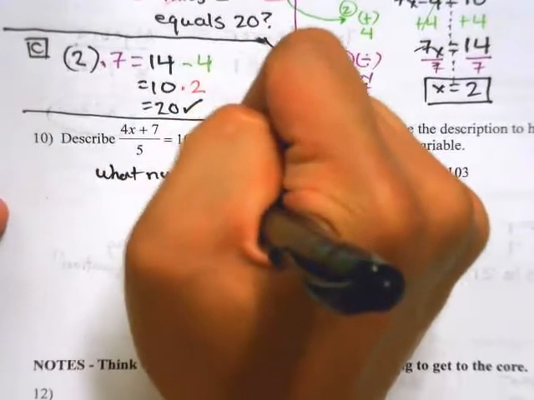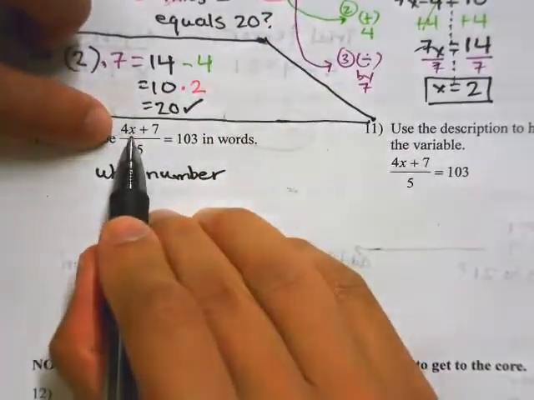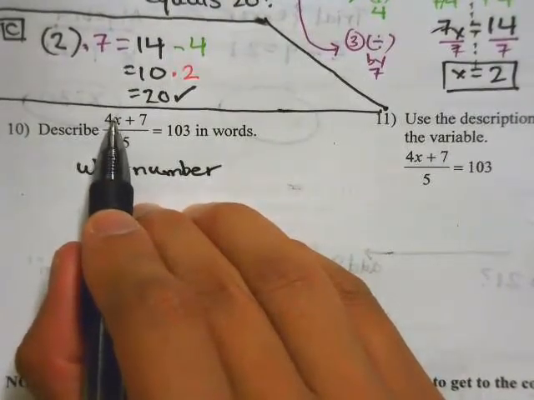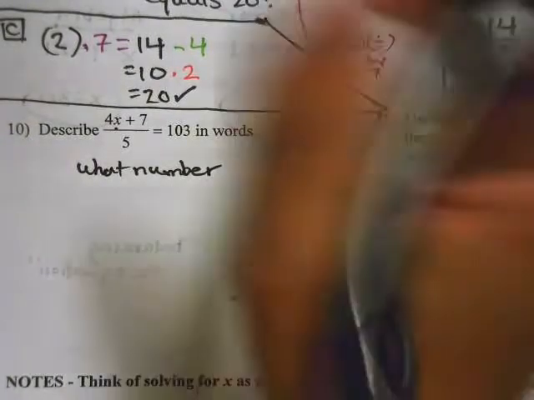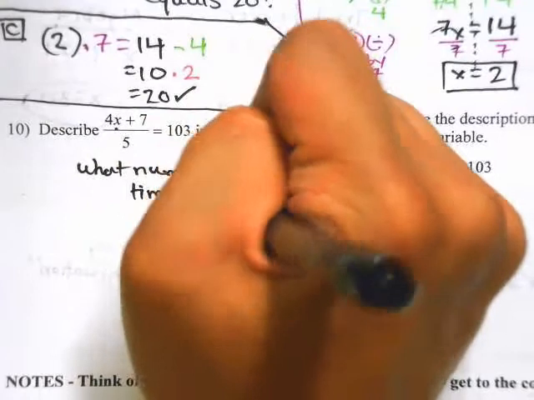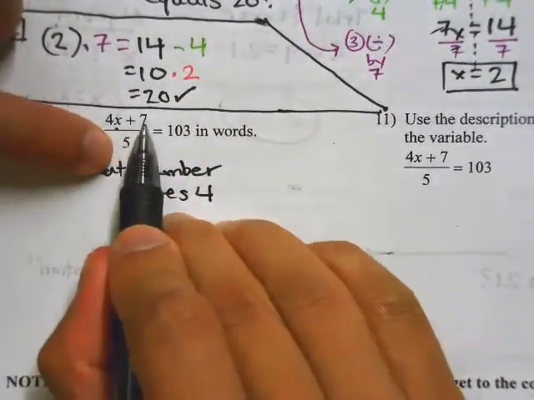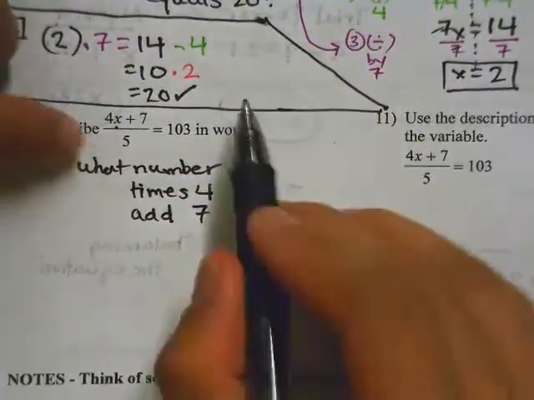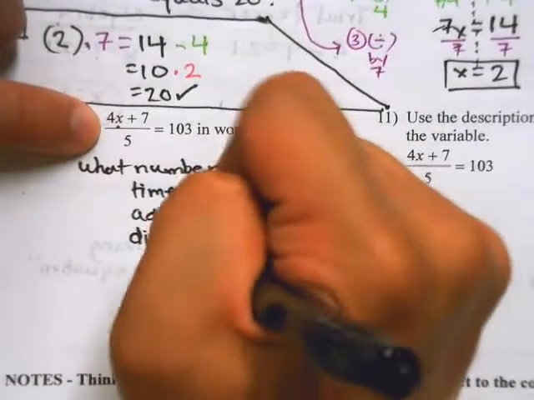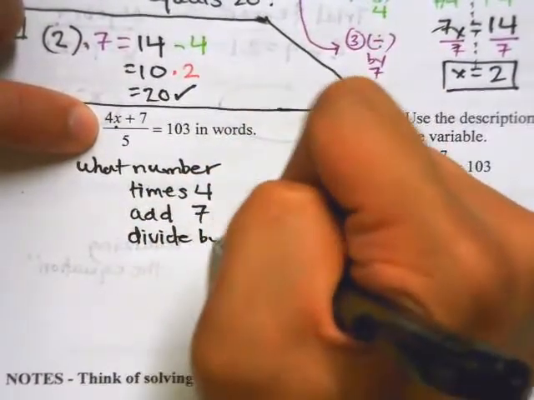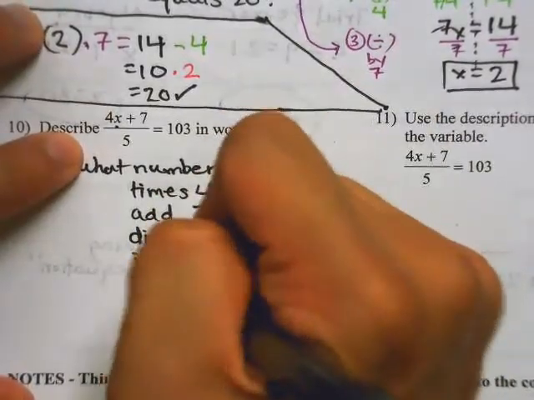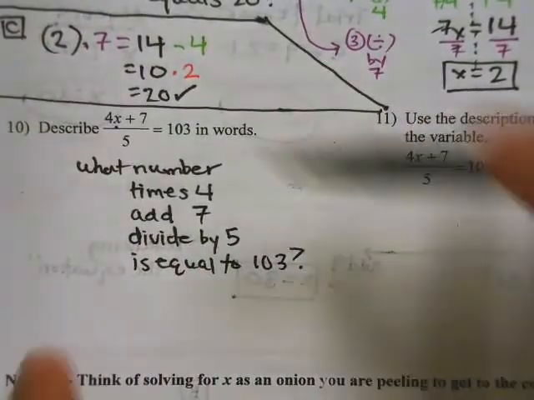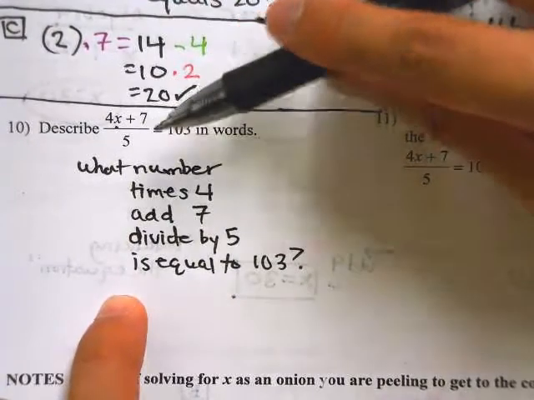What number? Go from where the x is at. Right next to the x is this 4, and it is times because it's just attached to it. What number times 4? Then right next to the times 4 is the plus 7. Add 7. You can also say plus 7, it does not matter, it's the same thing. Then divide by 5. Divide 5 or divide by 5, it's up to you. Is equal to 103. So what number times 4 plus 7 divided by 5 is equal to 103.